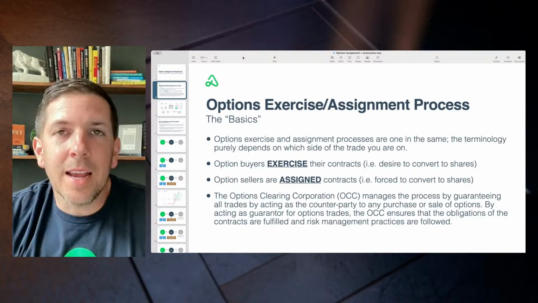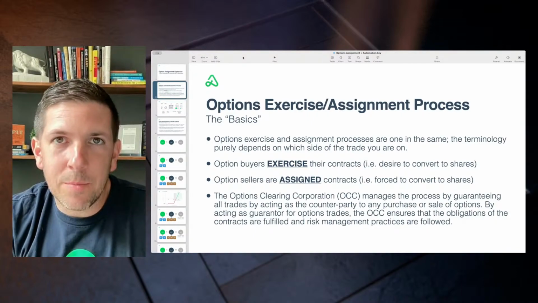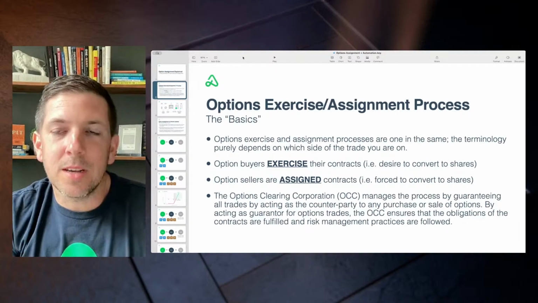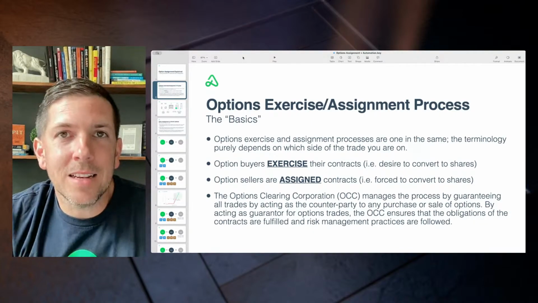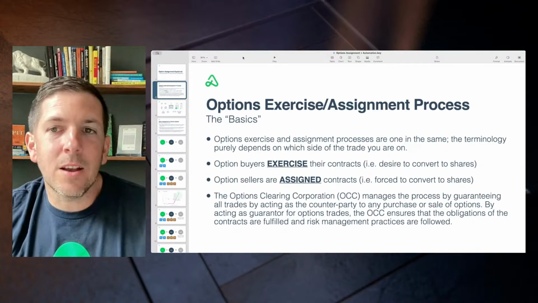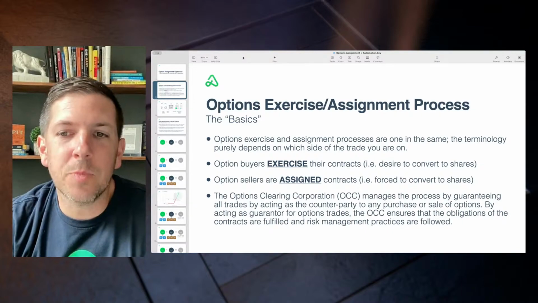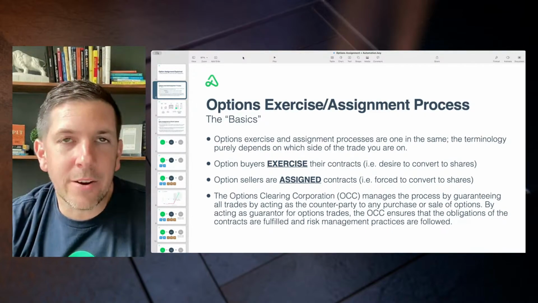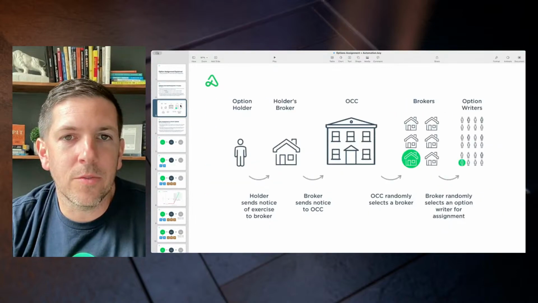When they get assigned, it randomly happens. This is what causes 99.9% of people to freak out about options assignment: they randomly get assigned and now they're dealt the underlying shares. Their contract is now converted to underlying shares. This whole process is managed by the OCC, which basically guarantees all the trades back and forth and ensures the obligations are fulfilled for everybody.